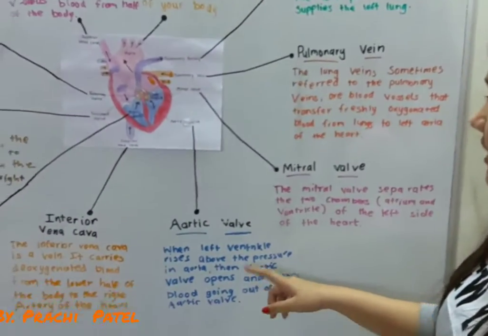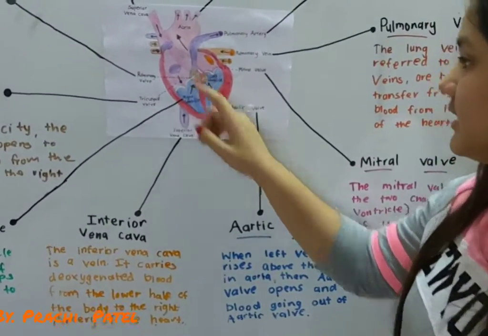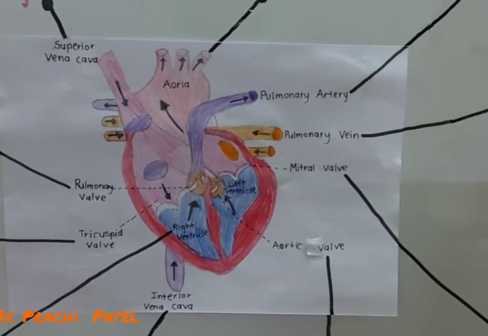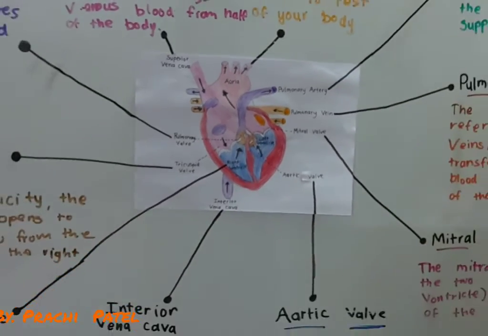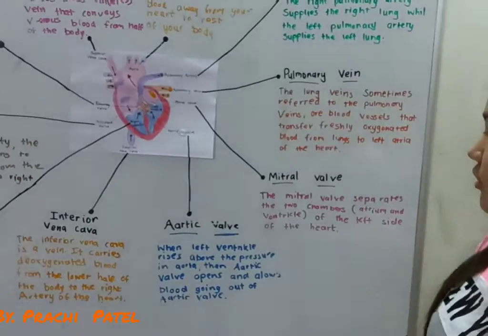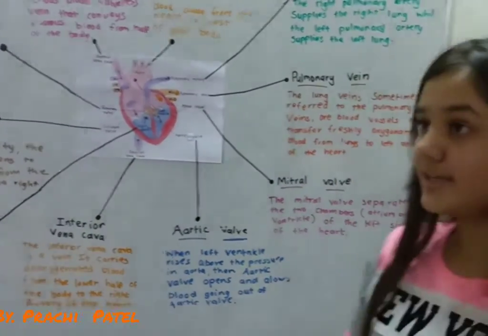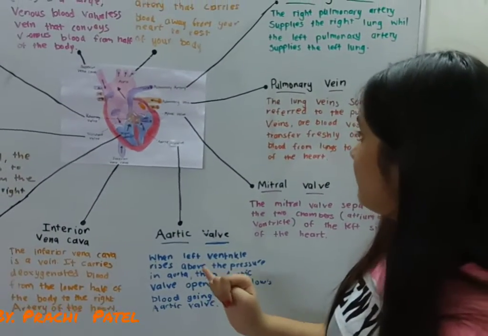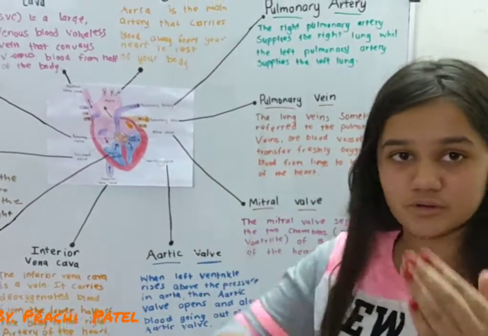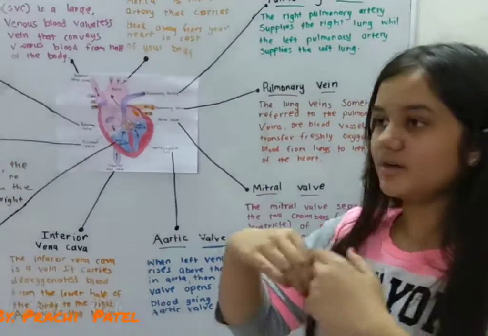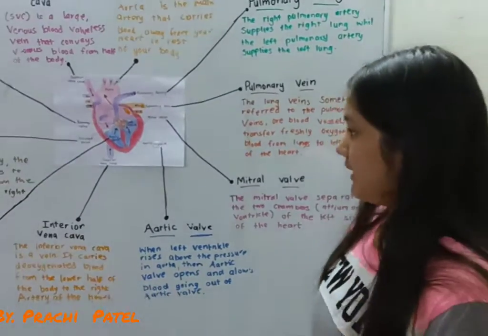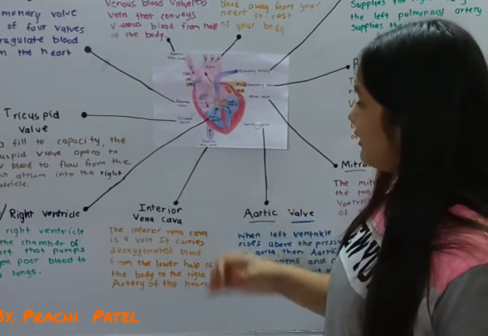Aortic valve. The aortic valve is located right over here. This brown thing is the aortic valve. When the pressure in the left ventricle rises above the pressure in the aorta, the aortic valve opens and allows blood to go out. When the blood comes from the aorta, which is right over here, something needs to open to let it through. So this is the part where the aortic valve opens and allows blood to go through it.